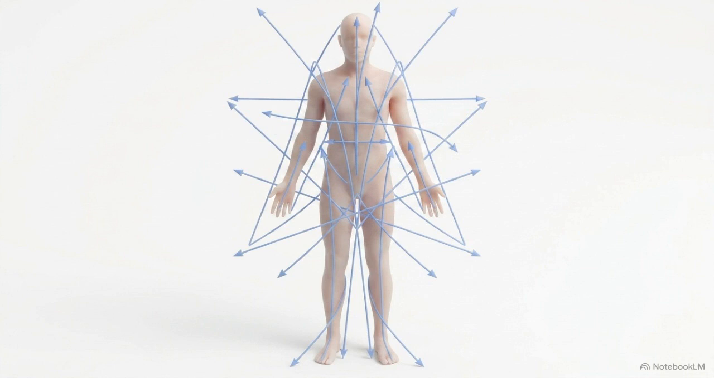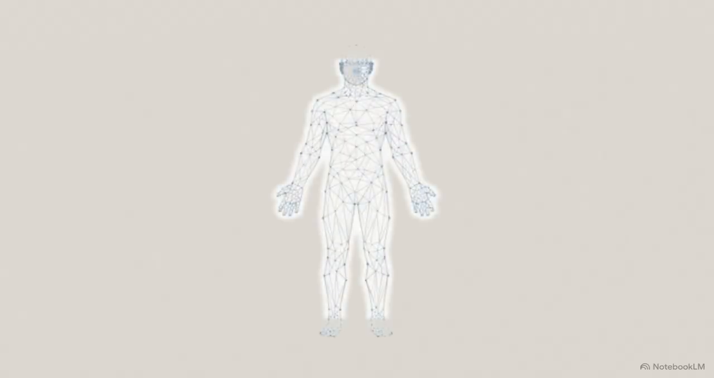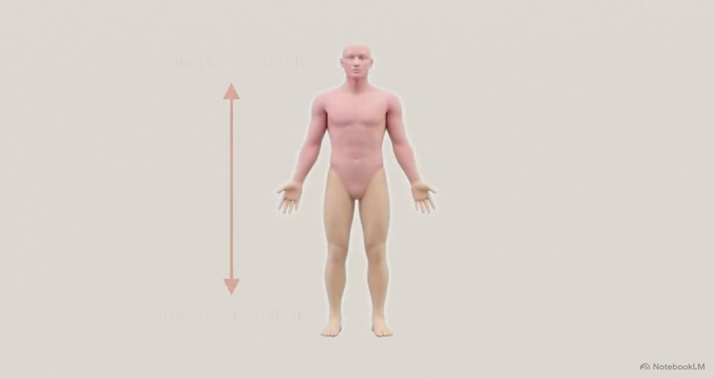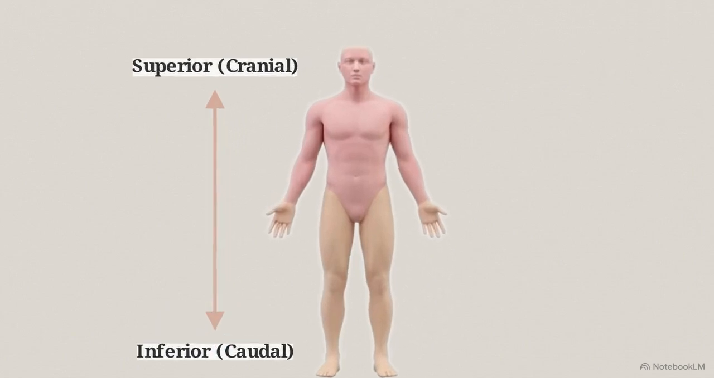Within this biological space, directional terms function as mathematical vectors. They never exist in isolation. They map a structure's position strictly relative to another structure or back to the origin point itself. The vertical axis is mapped using the terms superior and inferior. These operate exclusively along the cranial to caudal line, meaning toward the head or toward the tail. The nose is always superior to the mouth, regardless of the patient's physical posture.